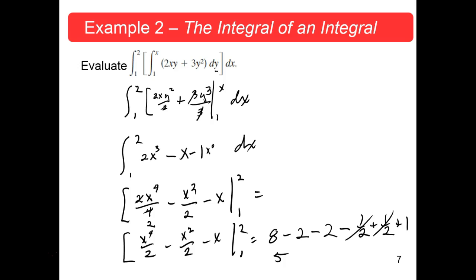What's that? Okay. Right here. Okay. You start with this thing plugged in here, right? 2 to the 4th is 16, divided by 2 is 8. Minus, that's where that minus came from. 2 squared is 4, divided by 2 is 2. So that's where that came from.